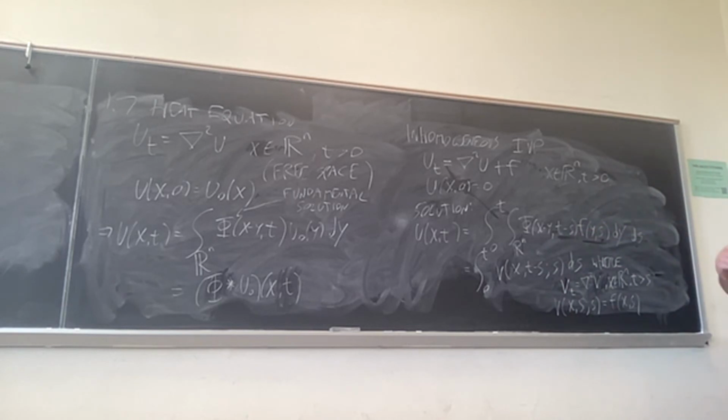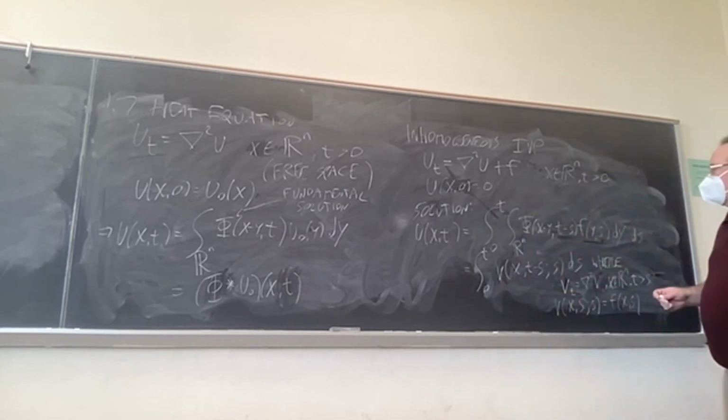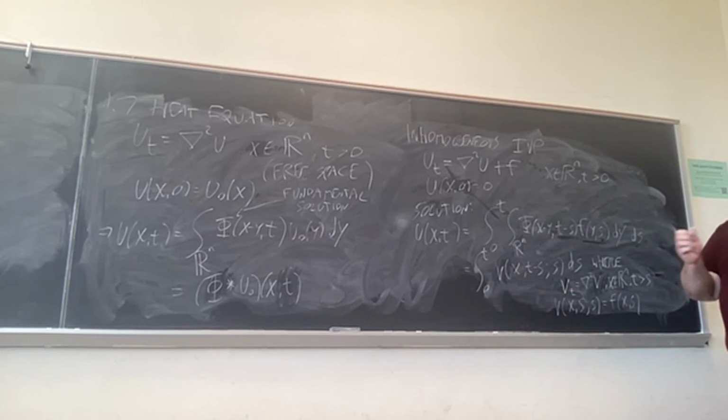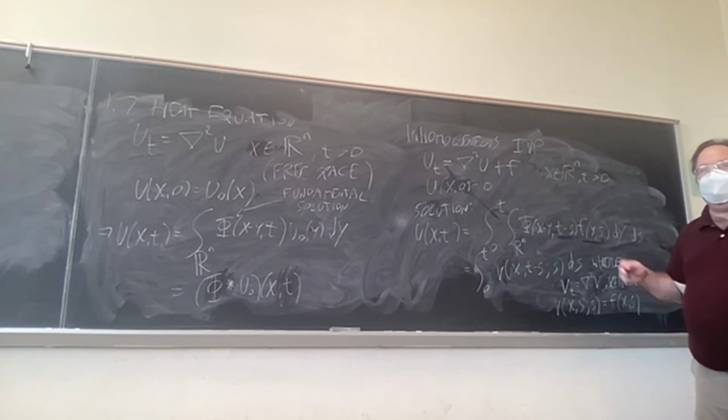But that's true for each s between 0 and t. So whatever the source term is doing at each instant in time is evolved up to time t, and then the effects from all those times in between, from 0 to t, are added together. Really, they're integrated, but you think of it as adding. So that's called superposition. Superposition comes up a lot in PDEs.